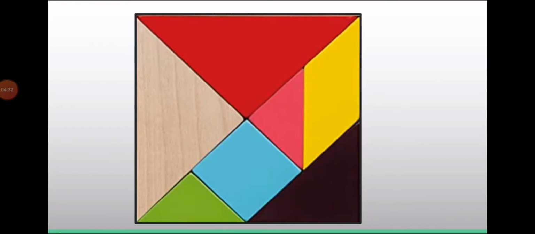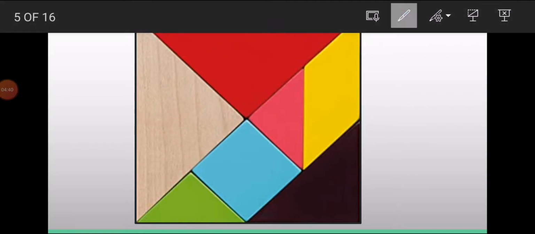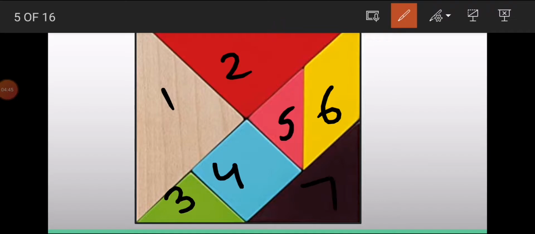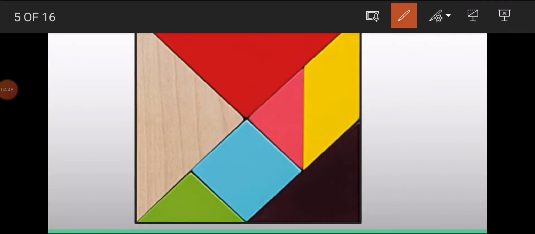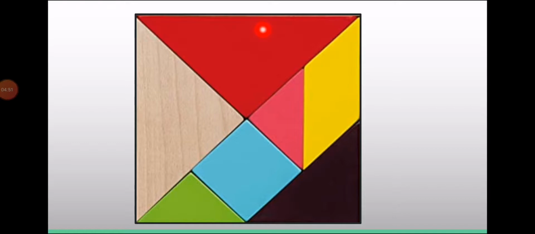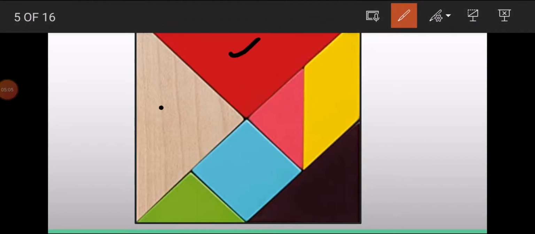Let me show you this Tangram. You can see it is divided into 7 pieces. 1, 2, 3, 4, 5, 6, 7. It has 7 pieces. Now check out the shapes here. Which shape is this? 1, 2, 3 sides. And how many corners? 1, 2, 3. So this one and this one and this one, and also this one. They have 3 sides. Look at this one also. They have 3 sides, 3 corners.